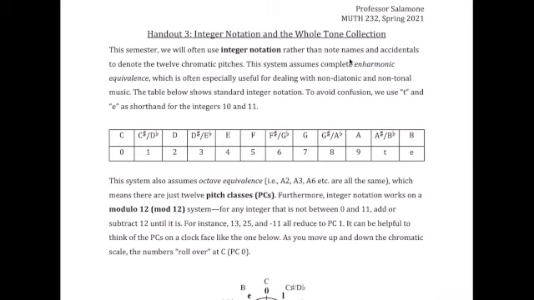Now, there are a couple of features of integer notation that are unique and are different from our usual letter name or staff notation. The first of those features is that integer notation assumes complete enharmonic equivalence. Now, you know what enharmonic equivalence is from theory 1. With integer notation, we're saying that C sharp and D flat and B double sharp are all going to get the same label, and that is the integer of 1.